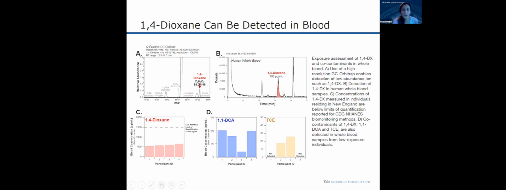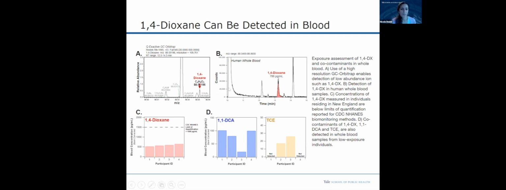This is one of the participants in a pilot study. So you can see a nice clean peak here for 1,4-dioxane. In other methods that are still quite sensitive, some of these neighboring peaks would be consumed in the dioxane peak and be difficult to really get that separation.